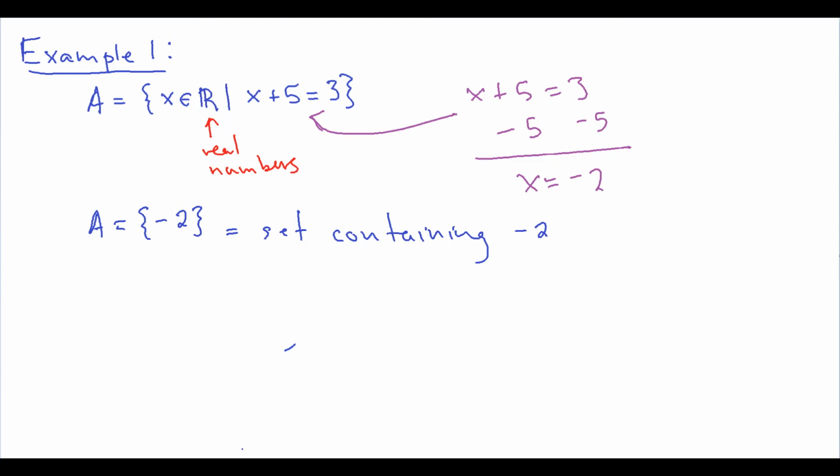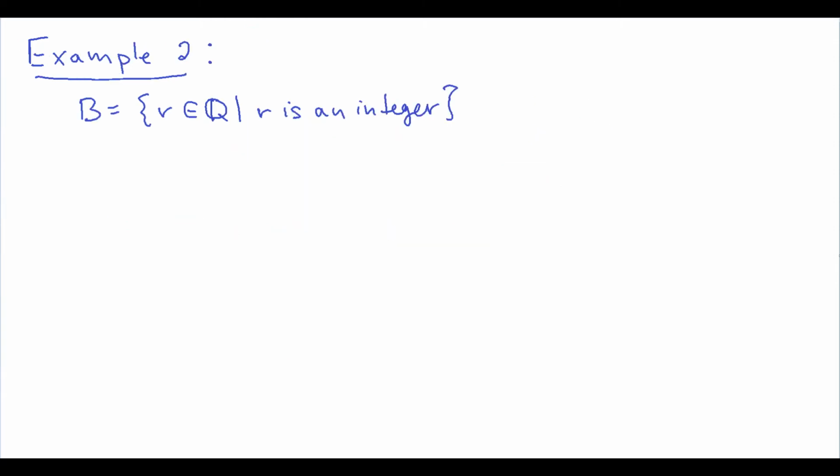Okay, another example. Our set B now is defined to be R in this bold Q. I told you before, I don't have to use the element X to name the elements of my set. I can use whatever I want, and in this case, I'm calling my elements R. And this bold Q is the set of rational numbers. And if that sounds scary, it's just fractions.